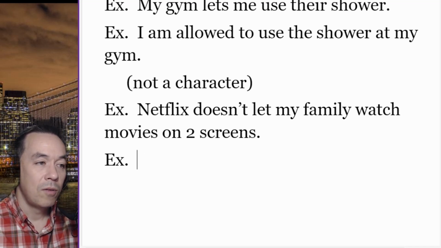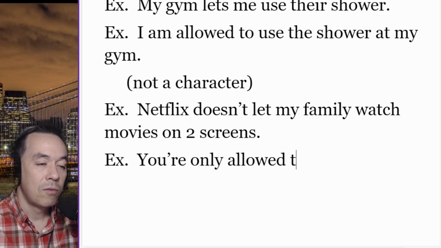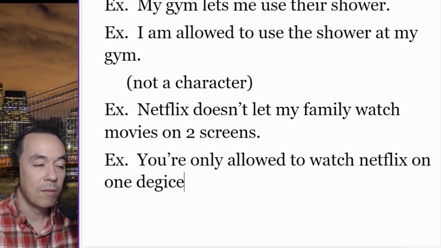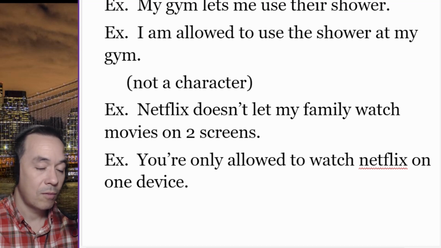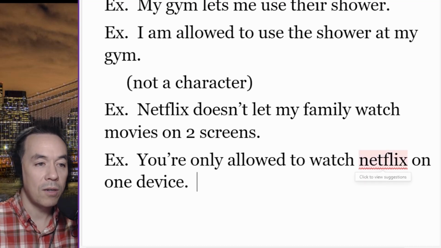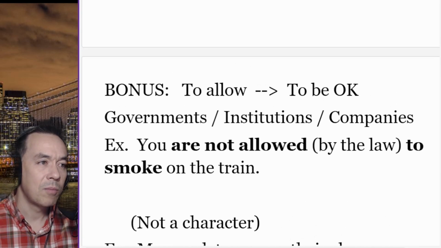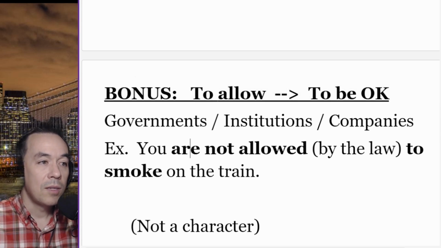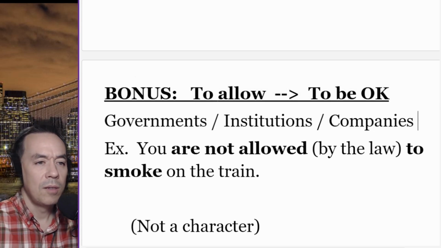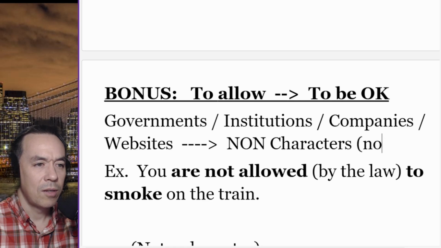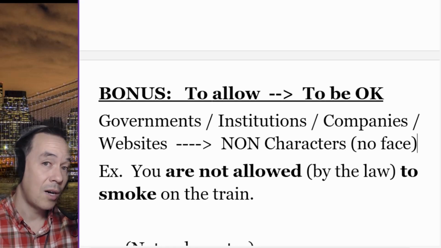So it might be a little more natural to say, you're only allowed to watch Netflix on one screen or one device unless you pay. We'll say you are allowed. So again, passive tense: you're only allowed to watch on one device. So maybe that's how I'll explain it. It's for governments, companies, maybe websites which are non-characters, where there's no real face or voice. So often we'll say that.